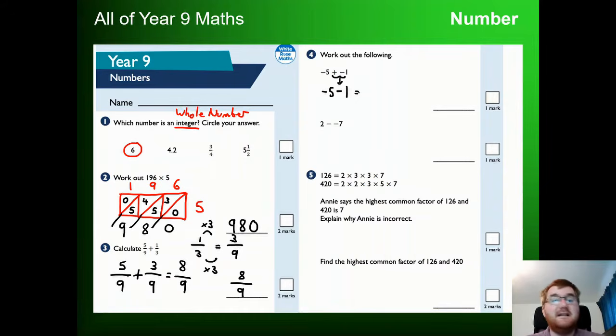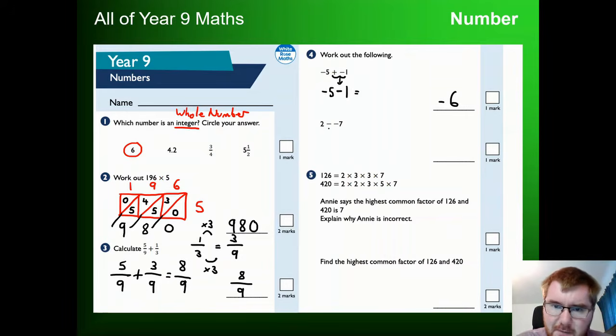And now I think of it like temperature. Once I've got rid of anything with 2 symbols next to each other, then I think of temperature. So it's -5 degrees, it gets 1 degree colder. That's pretty cold. Then it's going to be -6.